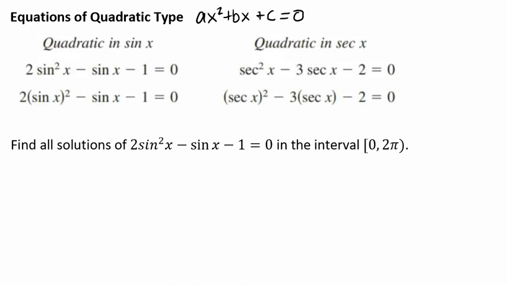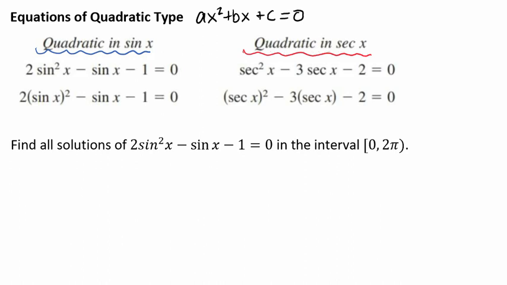So some examples are quadratic in sine of x and quadratic in secant of x. Notice here that our a value would be 2 times the sine of x, and then we'd have just 1x, and then minus 1 is our c value. And so that's where those would be.